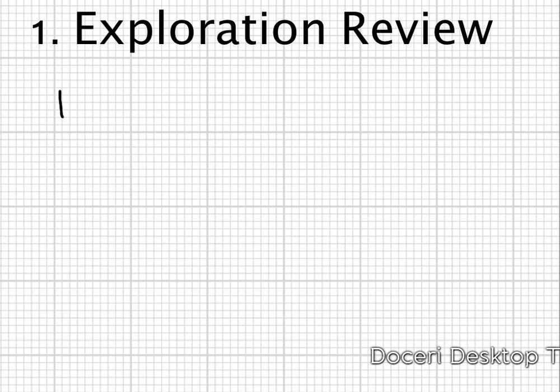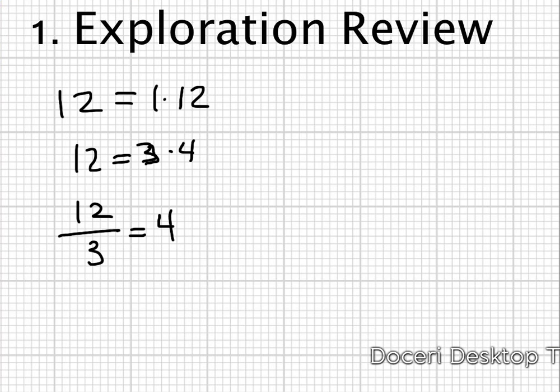So first we talked about the number 12. I can rewrite 12 in terms of its factors. That could be 1 times 12, or it could be 3 times 4. Either way, those are two different sets of factors, but they're still factors. They're two numbers that multiply to give you 12. So if we just look at the 3 times 4 example, I can rewrite this as 12 divided by 3 equal to 4. That means 3 goes evenly into 12 with no remainder, so my remainder is 0.